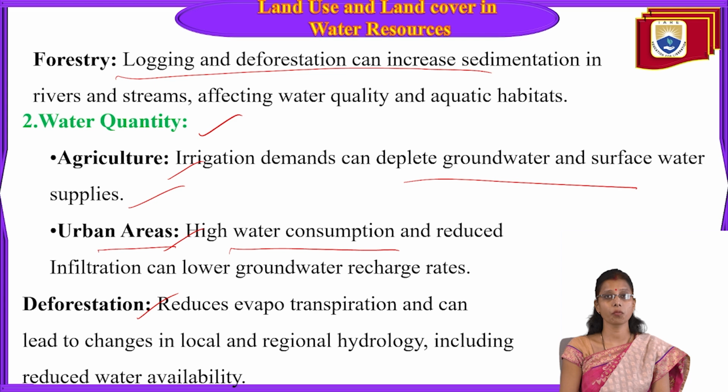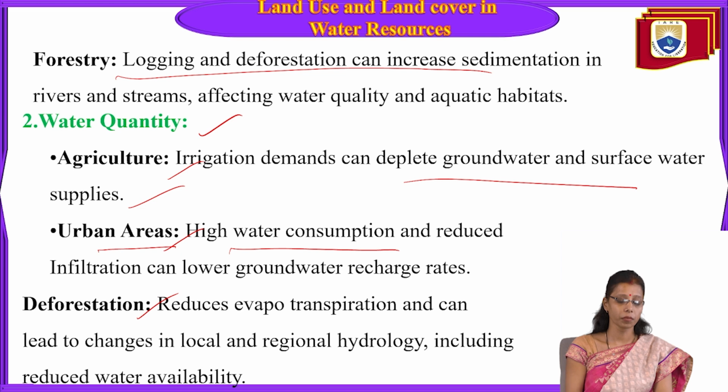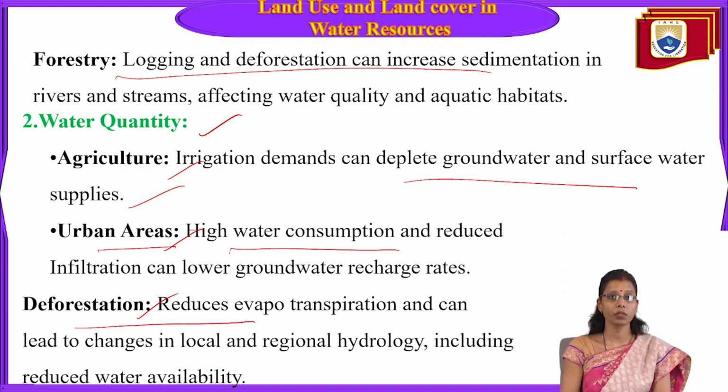Reduced infiltration can lower the groundwater recharge rates. So as the consumption is more in the urban areas, the infiltration is low, and the groundwater will be lower and the recharge rates will be less. Okay, so deforestation also reduces the evapotranspiration and can lead to changes in the local and regional hydrology, including reduced water availability.